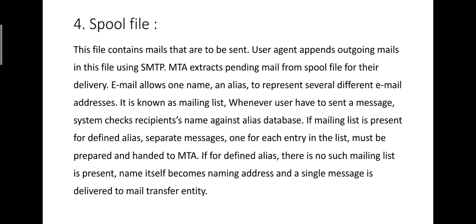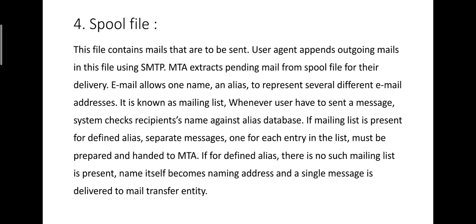Next, the fourth one is the spool file. This file contains mails that are to be sent. The user agent appends outgoing mails to this file using SMTP and the MTA extracts pending mail from the spool file for delivery. Email allows one name or alias to represent several different email addresses. It is known as a mailing list.